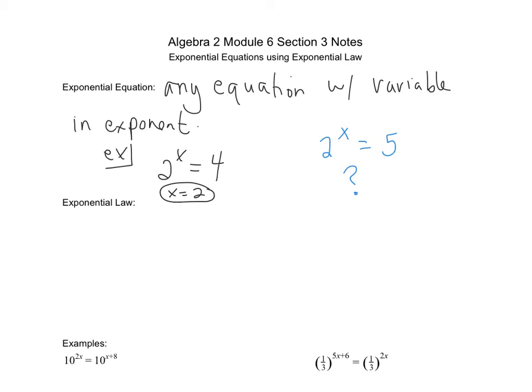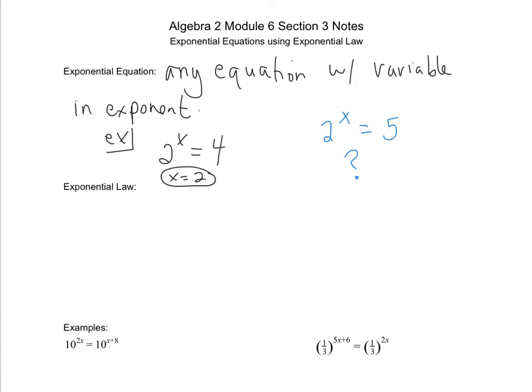So what we're going to do in section 3 and beyond is start to talk about how to solve these equations for the variable x. The first way we'll do that is we use what's called the exponential law. So the exponential law says this.